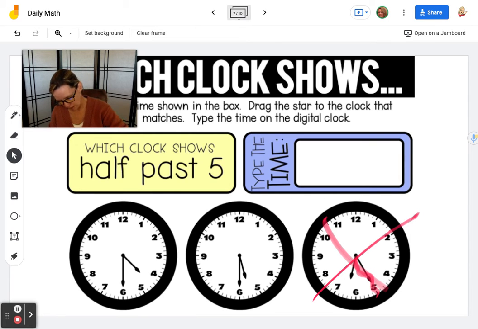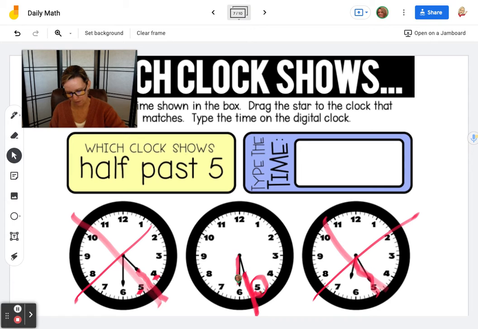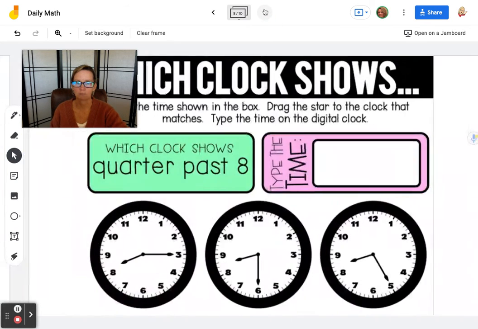So we want to drag our hour hands out. All right. And so I'm looking at this one. It's in between the 4 and the 5, but it hasn't passed the 5 yet. So this one is 4, so it can't be that one. If I look at this one, it's in between the 5 and the 6, which means that it's 5. And then when it's straight down on the 6, that is 5:30 or half past 5. Okay, let's do another one.